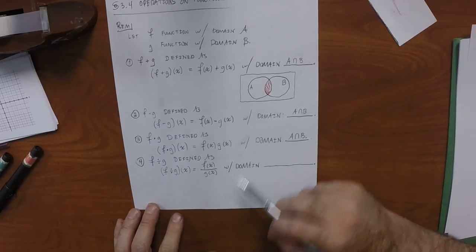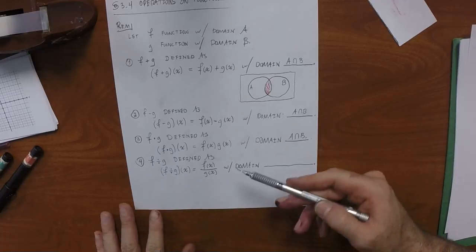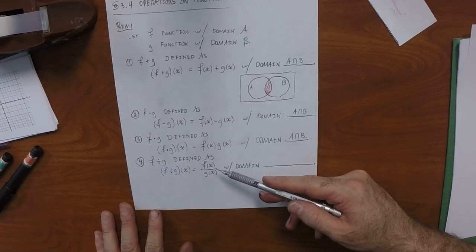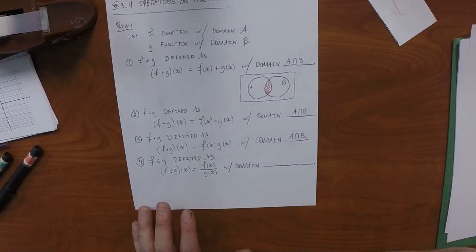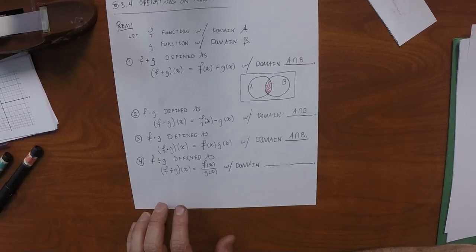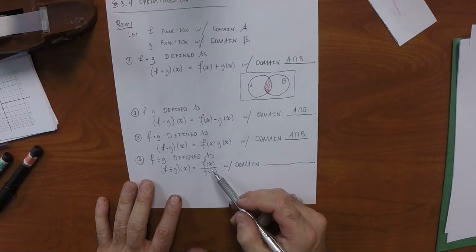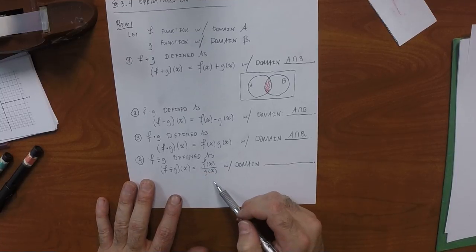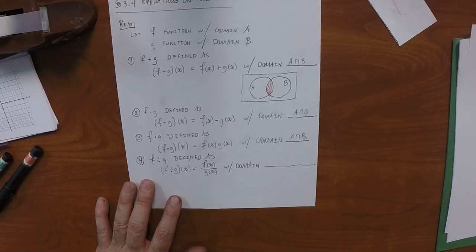So you've at least got to be in A intersect B, right? For the same reasons as before. You've got to be able to evaluate the numerator. You've got to be able to evaluate the denominator. It's not that X can't be 0. It's that G of X can't be 0, right? You've got to be able to evaluate F, you've got to be able to evaluate G, and G's got to be anything but 0.